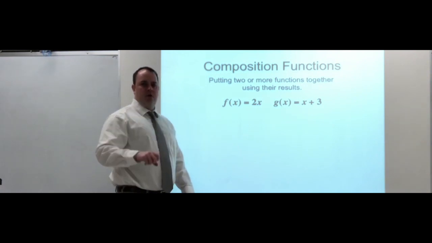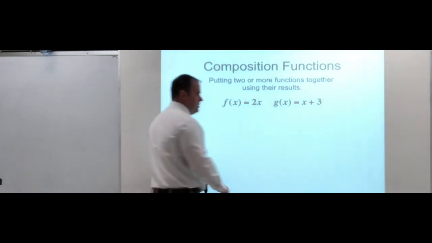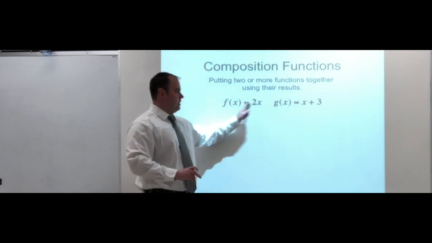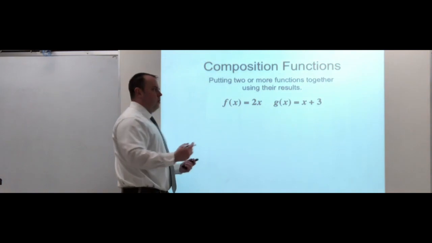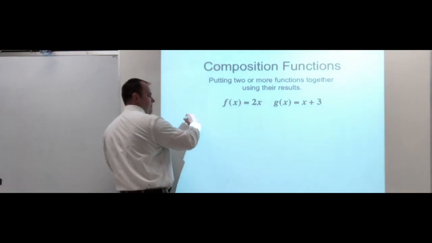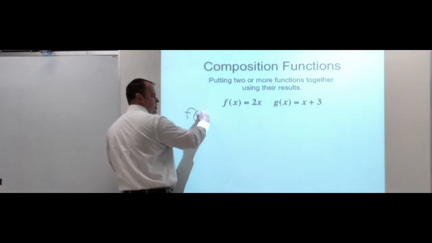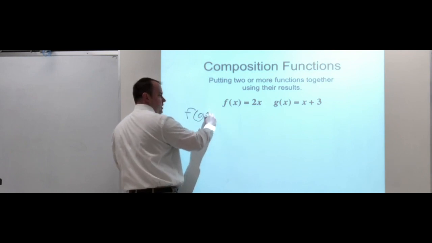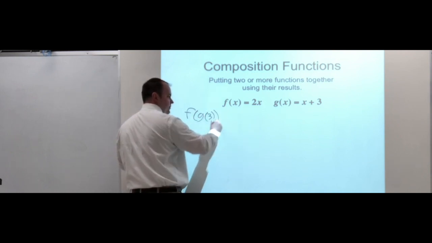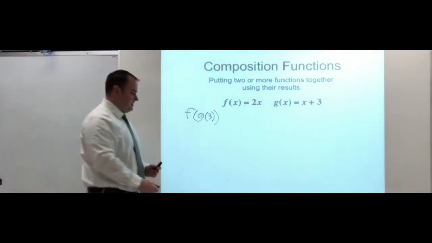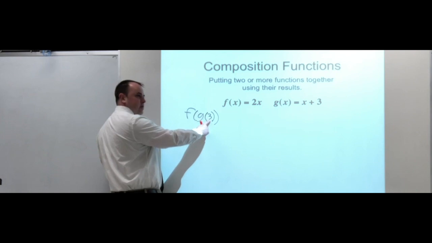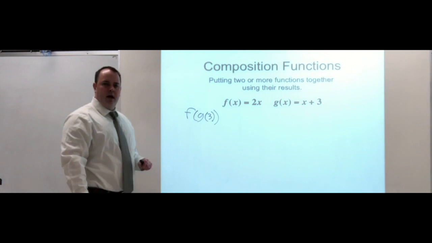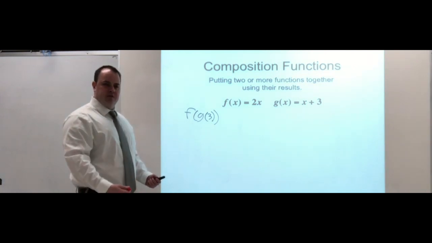Now, there's going to be two notations you're going to see. The first notation is using the pure names, the f of x and g of x, and plugging them into each other. So one thing we're going to see is f of g of 3. Now what this is telling us is that we are taking function g and plugging in 3. We're going to take that result, plug it into f. And that's going to be our final answer once we simplify that.